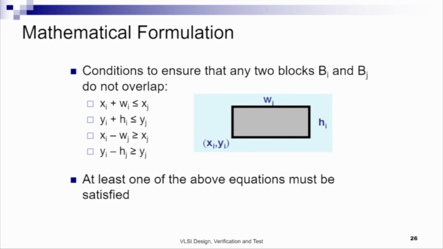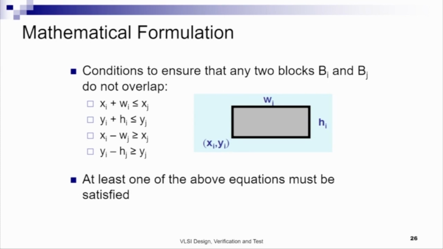Now, to ensure that any two blocks do not overlap, we need to determine what are the conditions that we need to ensure so that any two blocks Bi and Bj never overlap with each other.